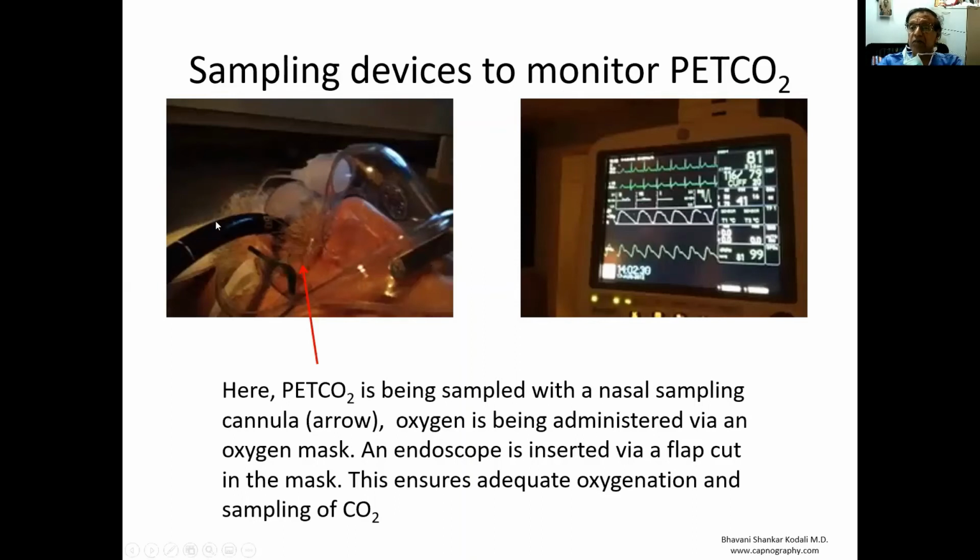There are commercially available masks using the same principle now, which can be obtained from the vendors. And this is a very normal looking capnogram during sedation, and also with the concomitant administration of oxygen.